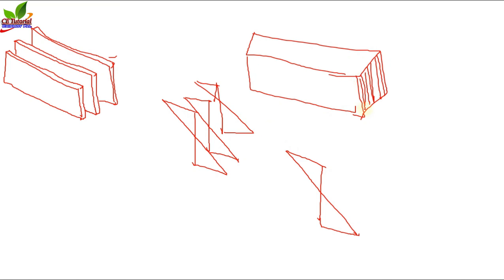Okay, now for infinite number of lamina, if you attach all those lamina, you can get a 3-dimensional bending stress. A 3-dimensional bending stress like this. Okay, you got my point.